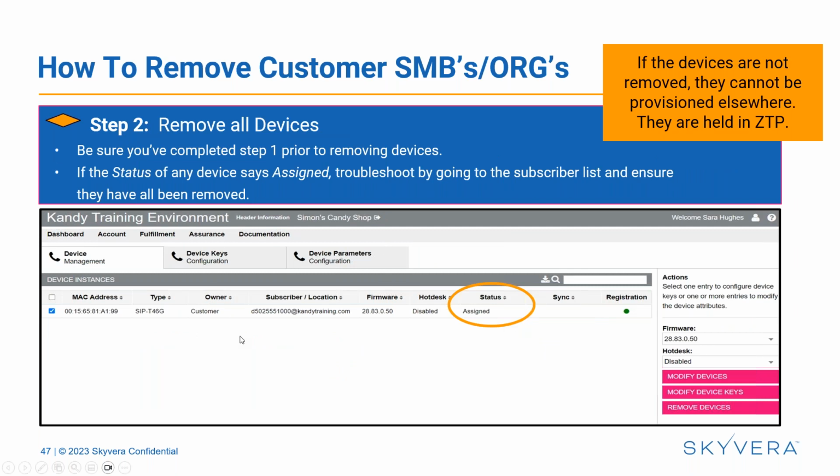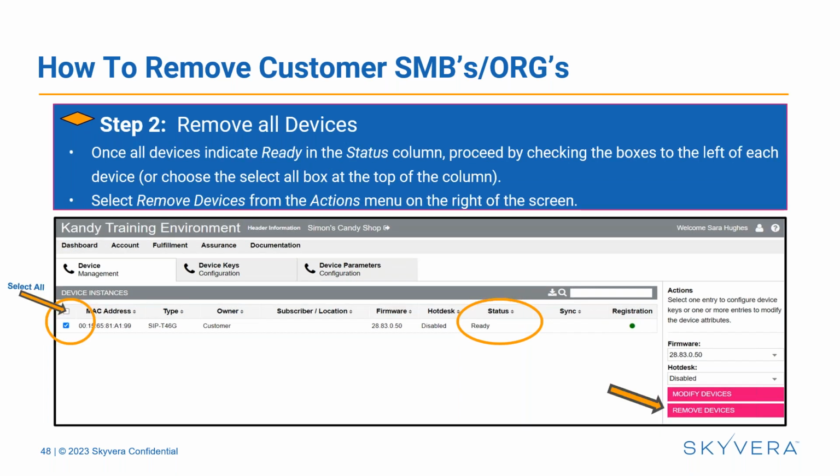What you can see is once you go into fulfillment device management, you can check the box next to the handsets that you want to remove, and then you have the ability to click remove devices over on the right-hand side. Again, we do have a note here reminding you that if you don't decrement or delete the devices, it will get held up in ZTP if you try and reuse those. And if you have mixed phone types, you will have to delete each type.